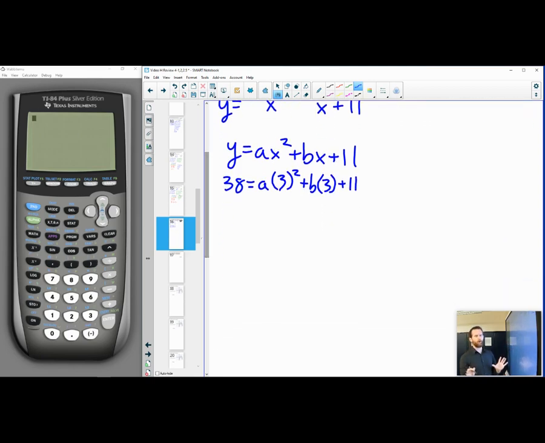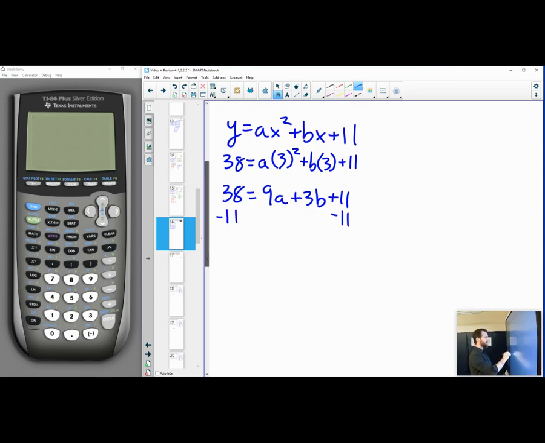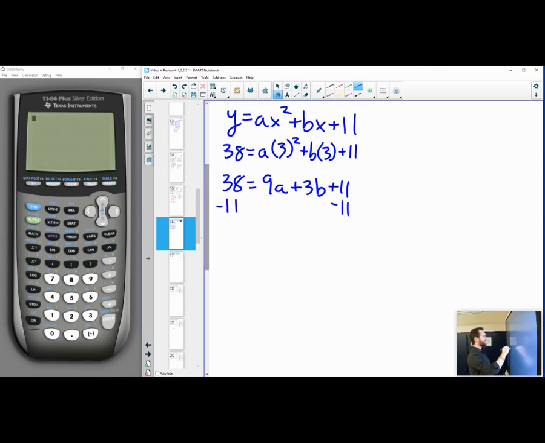I'm going to show all my work here. If you can do some of this in your head, that's great. I just don't want to lose anyone in the video. So we get 38 equals 3 squared, which is 9a, plus 3b plus 11. And we've got two variables here, so we're not going to be able to solve this completely. But we can at least subtract 11 to make this nicer. 38 take away 11, that's 27, equals 9a plus 3b. At this point, we're stuck because it's one equation, two variables.